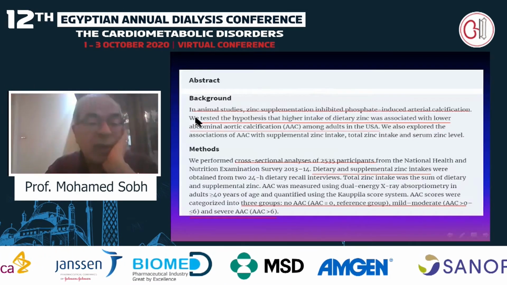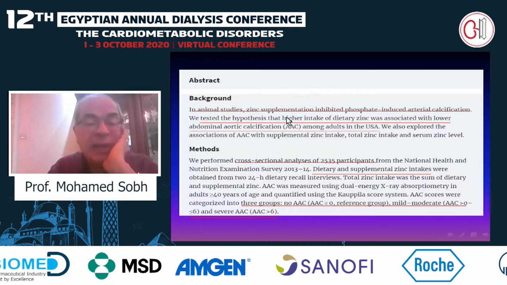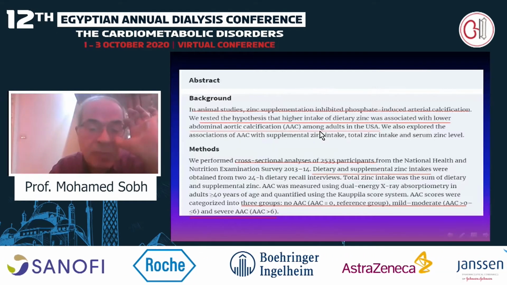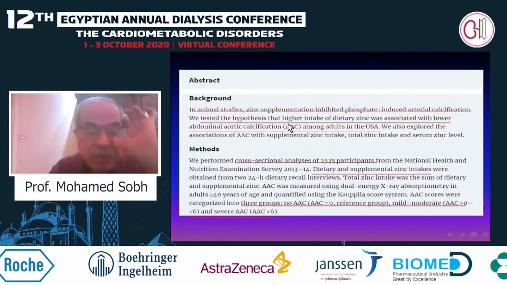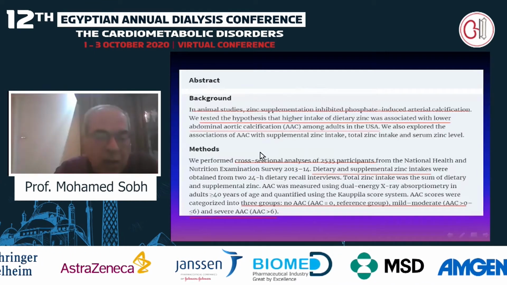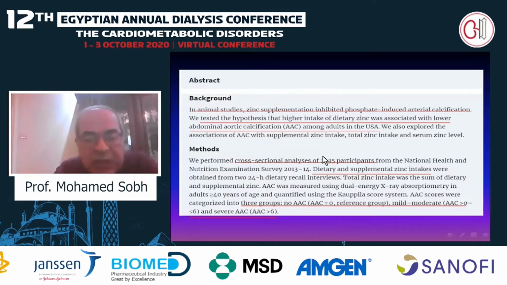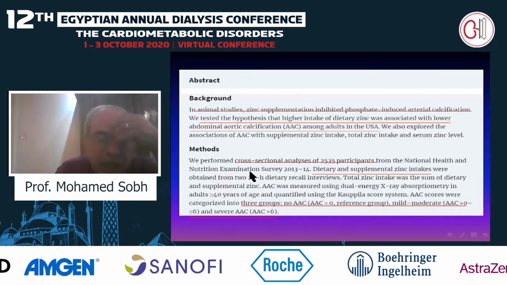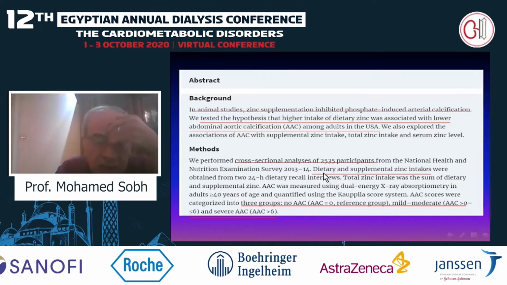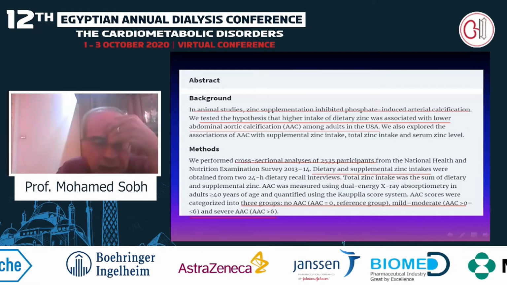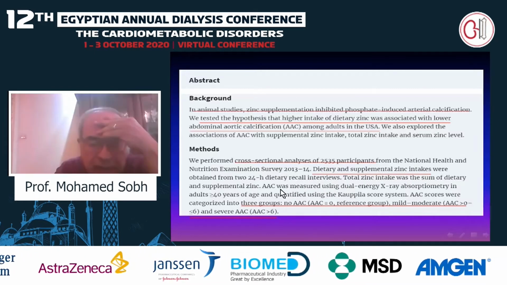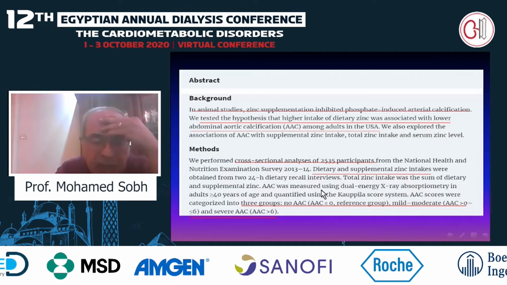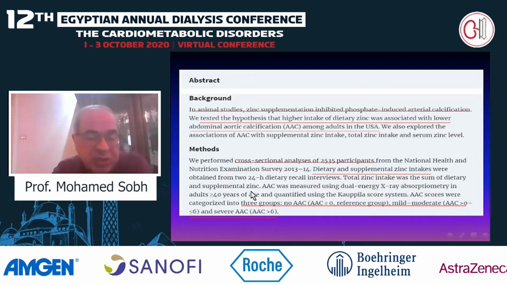Good. So the authors tested the hypothesis that higher intake of zinc was associated with lower abdominal aortic calcification among adults in the United States. This is the hypothesis. What did they do? They performed a cross-sectional analysis of 2,535 participants from the National Health and Nutritional Examination Survey. Dietary and supplemental zinc intake were evaluated, and by DEXA X-ray examination, they calculated the amount of calcification in the aorta, and they divided their patients into 3 groups.